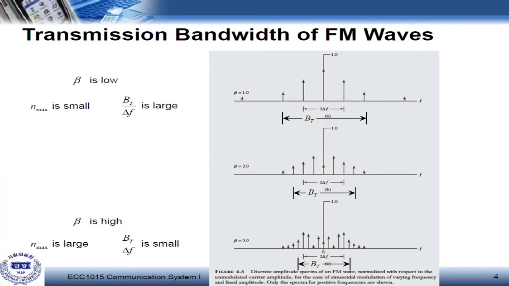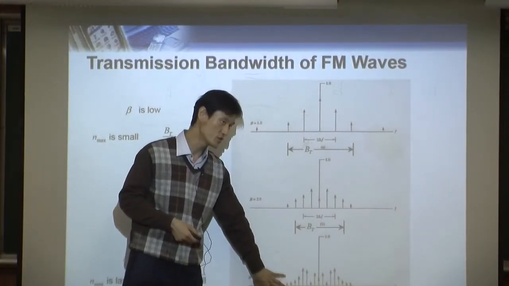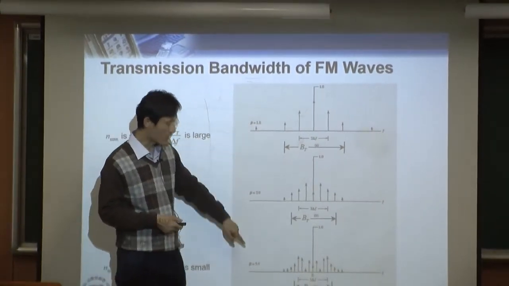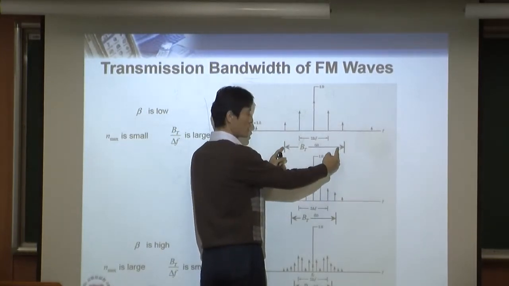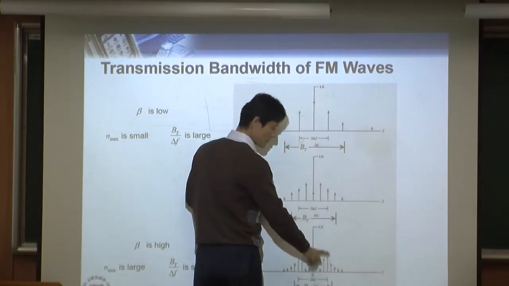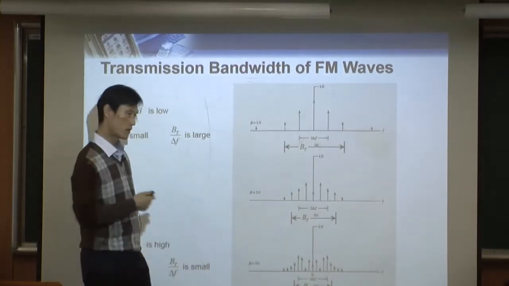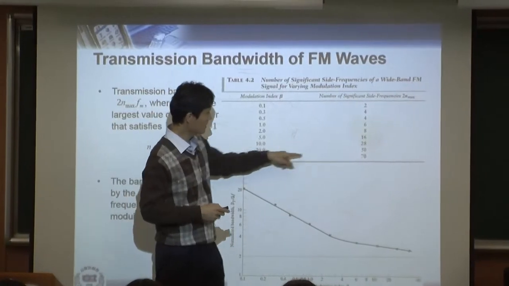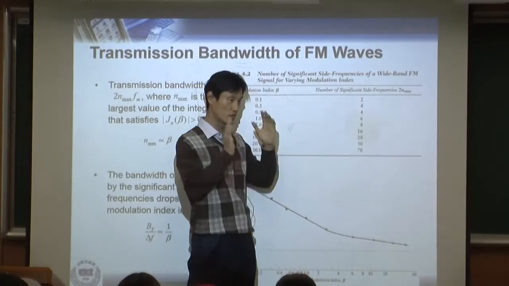You compare the case of beta equal to 1, the modulation index of 1, and the last graph shows you the modulation index of 5. As the modulation index is getting large, this is our transmission bandwidth, BT. Within this transmission bandwidth, you now have more and more side frequencies. That's what you see here in this table. If you have a large modulation index, you have a very large number of side frequencies within your bandwidth.